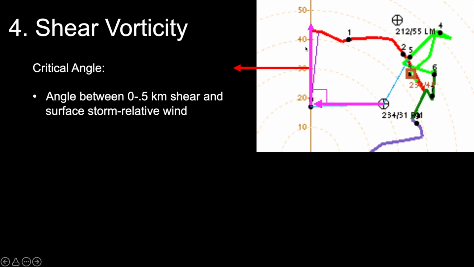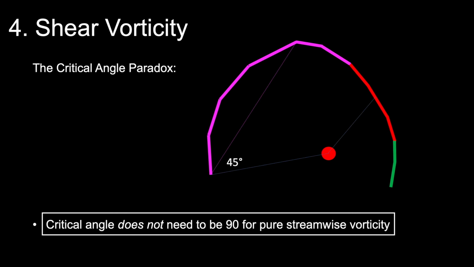And so what we get here is this imperfect relationship between, we compare the storm relative wind at the surface to the shear vector in the lowest 0.5 kilometers. So we're comparing it to this vorticity vector here. So we're not actually comparing apples to apples here. We're comparing apples to oranges. And so what you get is another paradox where you can actually get purely streamwise vorticity here, even with really low critical angles. Because we're not actually looking at the same thing.